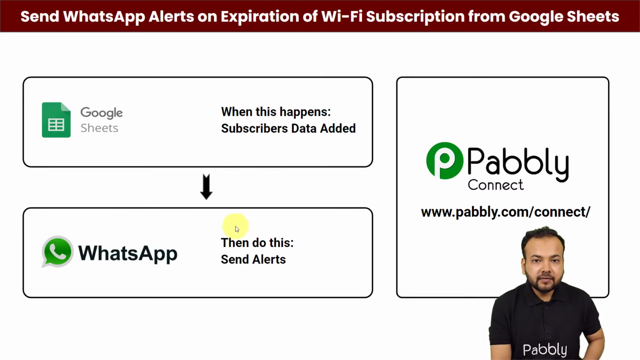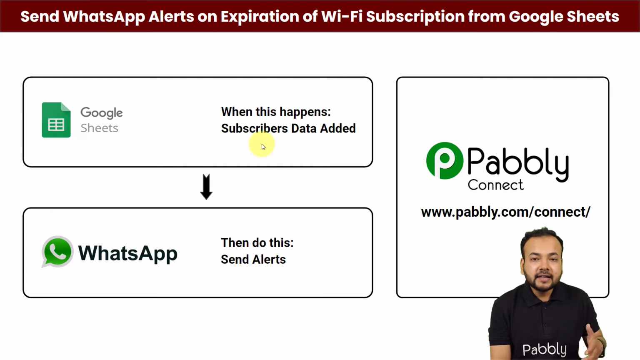So this will be the flow of this automation. Here you just have to add the data of your subscribers and their subscription expiration dates in a spreadsheet you have created in the Google Sheets application. And in place of Google Sheets you can use any other spreadsheet application as well.